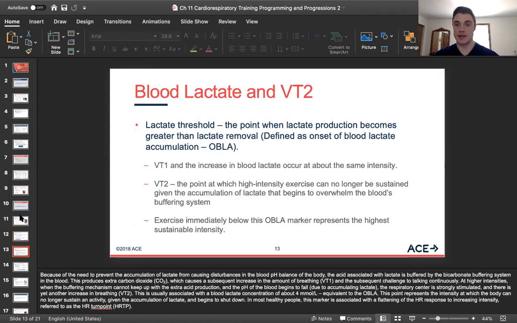All right, so we have blood lactate and VT2. We talked about anaerobic threshold, which, if you remember, is when the body can no longer utilize oxygen for energy and needs to use anaerobic means to get its energy. So those are very intense exercises. Anaerobic threshold, VT2, and lactate threshold are all very similar, very close in relation. And we see that at VT2, oftentimes you're getting close or you have reached your lactate threshold.